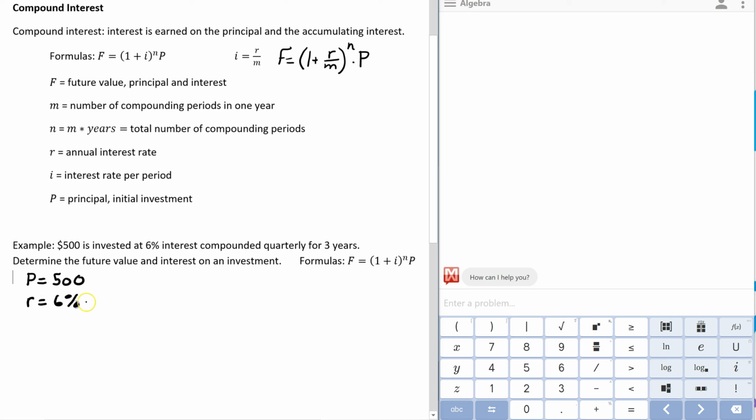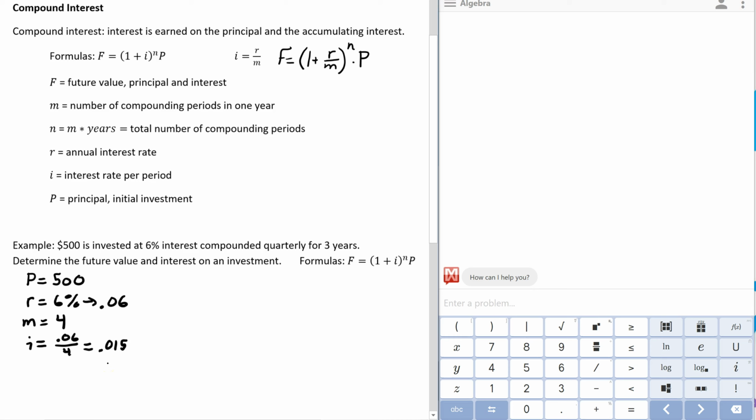We'll change the 6% to a decimal equivalent, 0.06. We notice it's compounded quarterly, so M is 4. There are 4 quarters in a year. Now that we have R and we have M, we could calculate I if we felt like it. I is R, 0.06, divided by 4, and that becomes 0.015.